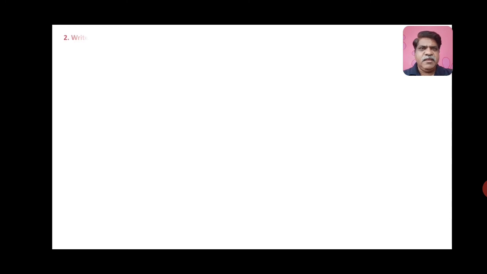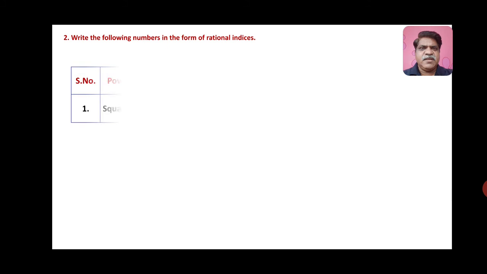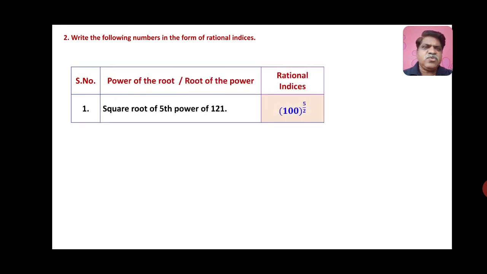Friends, let us see the following numbers, which should be written in the form of rational indices. See, number 1, square root of 5th power of 121. So, in the rational indices, it is written as 121 raised to 5 upon 2, because it is 5th power and square root means divided by 2.